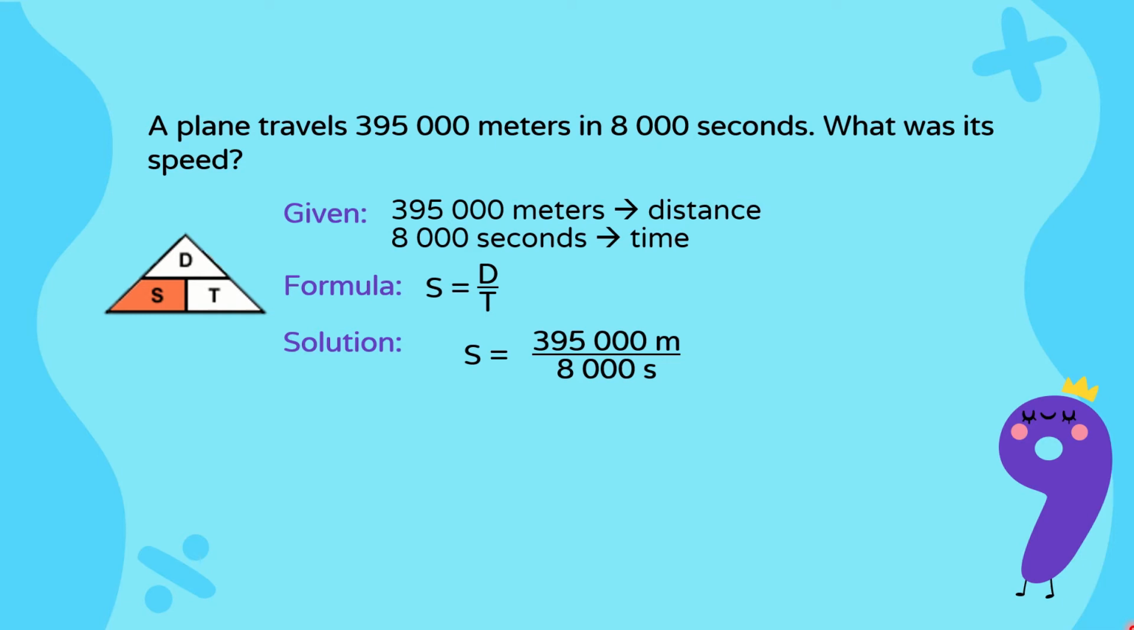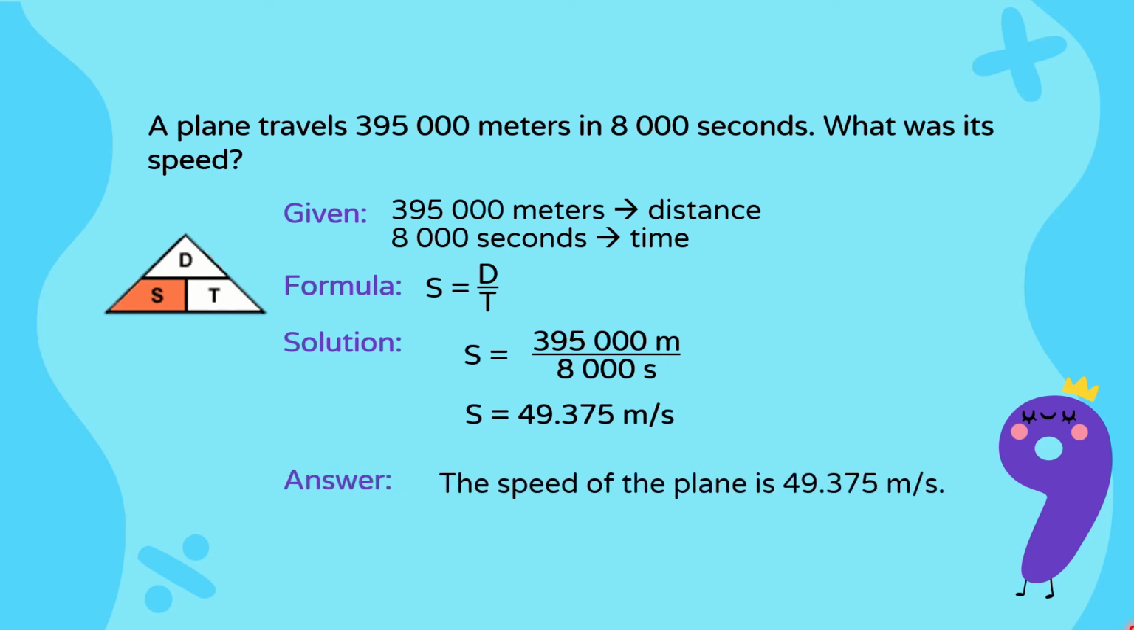395,000 divided by 8,000. So using a calculator, 395,000 divided by 8,000 is equal to 49 and 375 thousandths meter per second. So therefore, the speed of the plane is 49 and 375 thousandths meter per second.